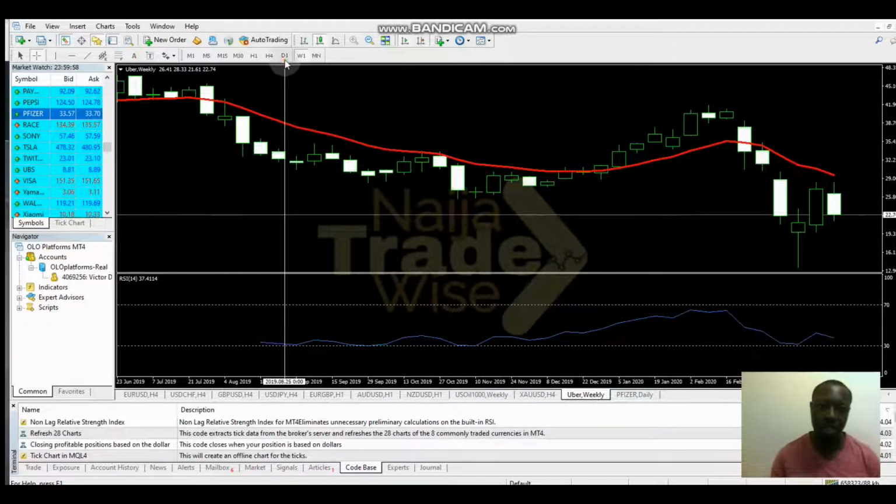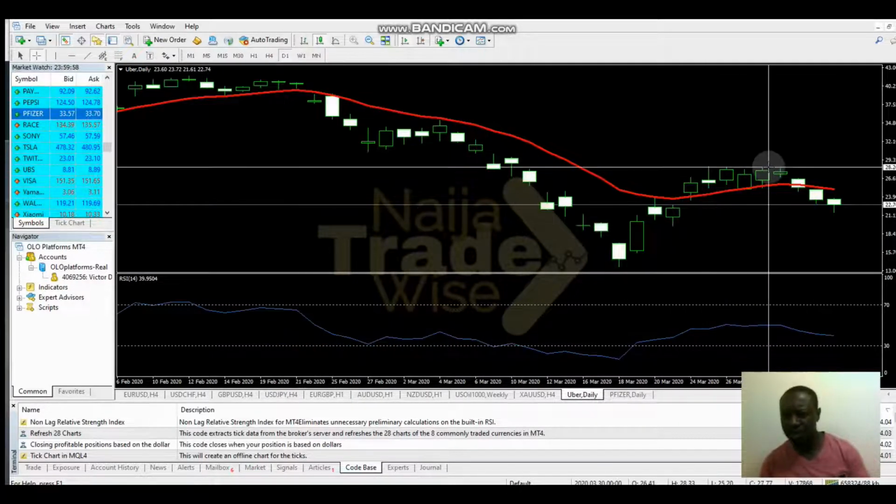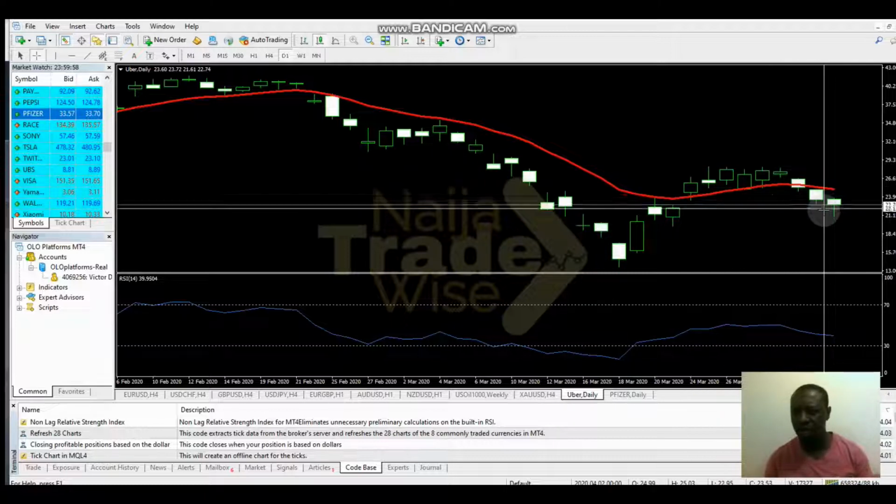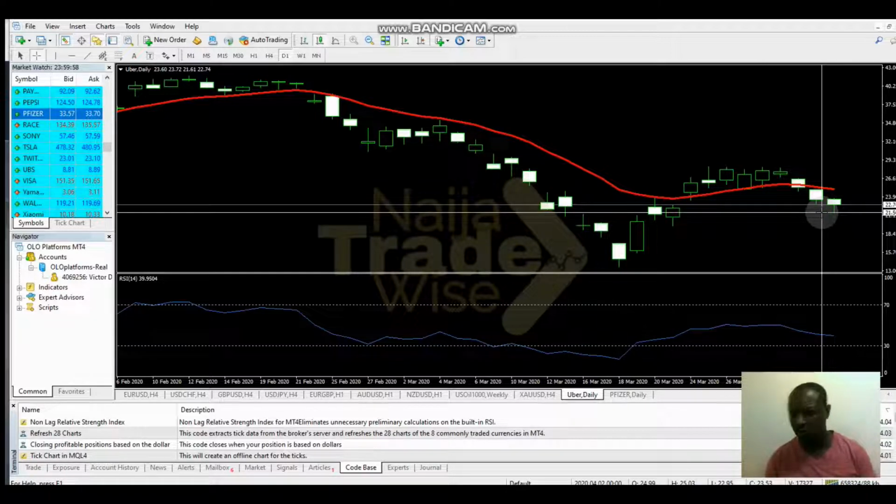So we came to the daily time frame. We looked for resistance and we found one, and we got in at about 28.5. Now, of course, it came down to close to about 21. Now, in this situation, we got our timing right. What's the next thing to do?